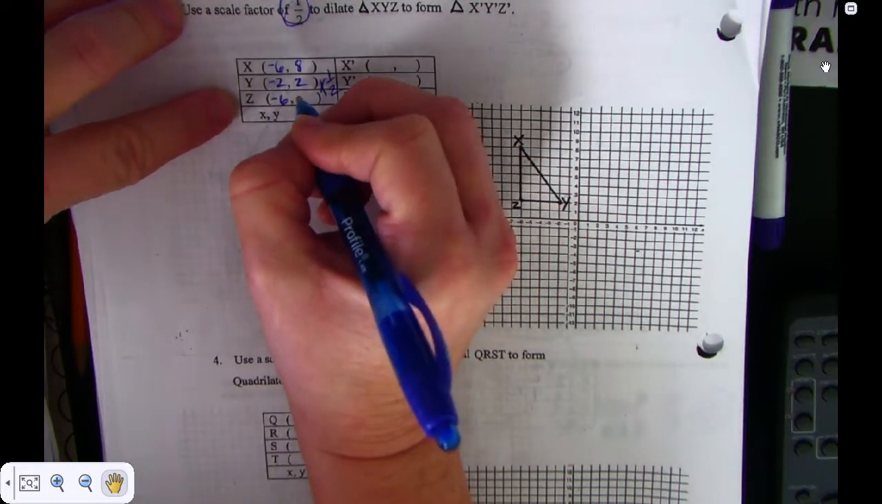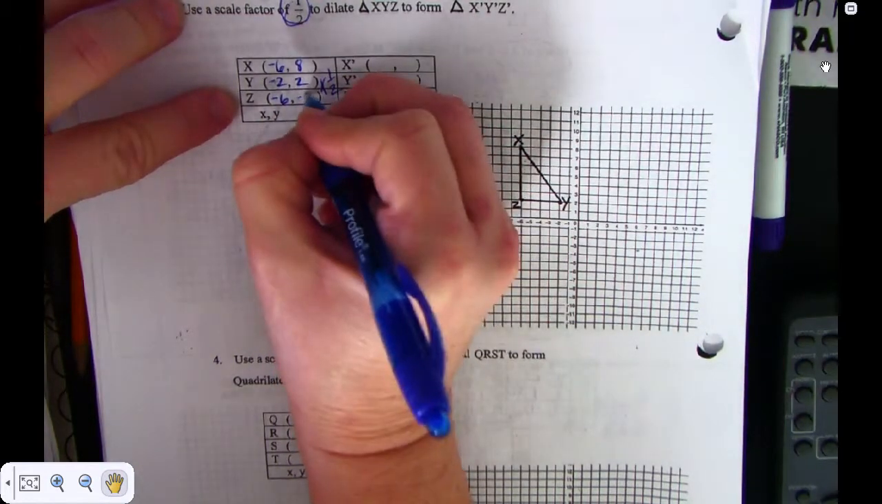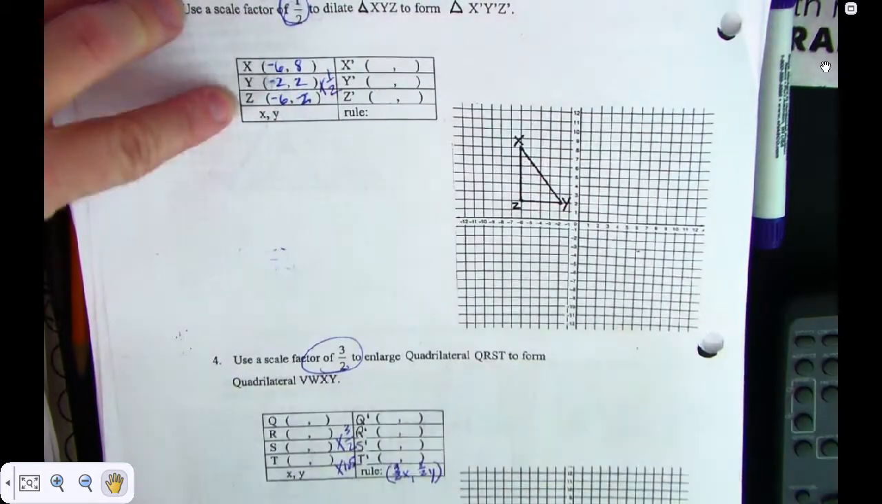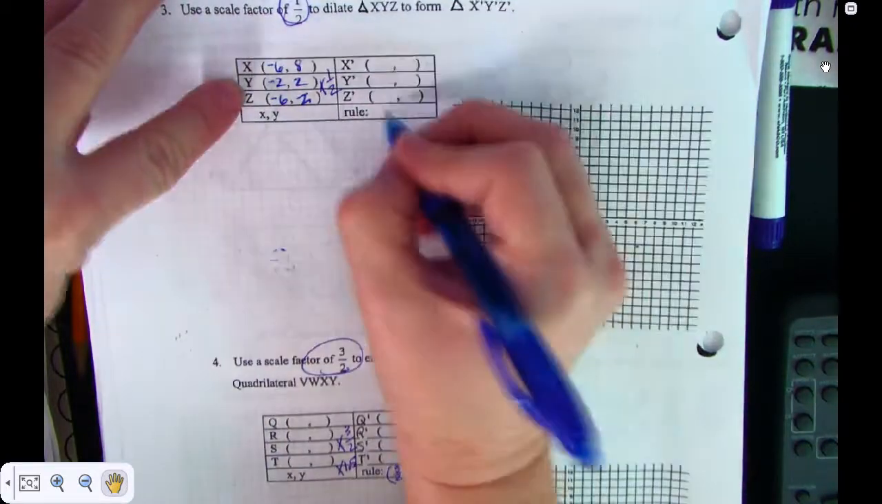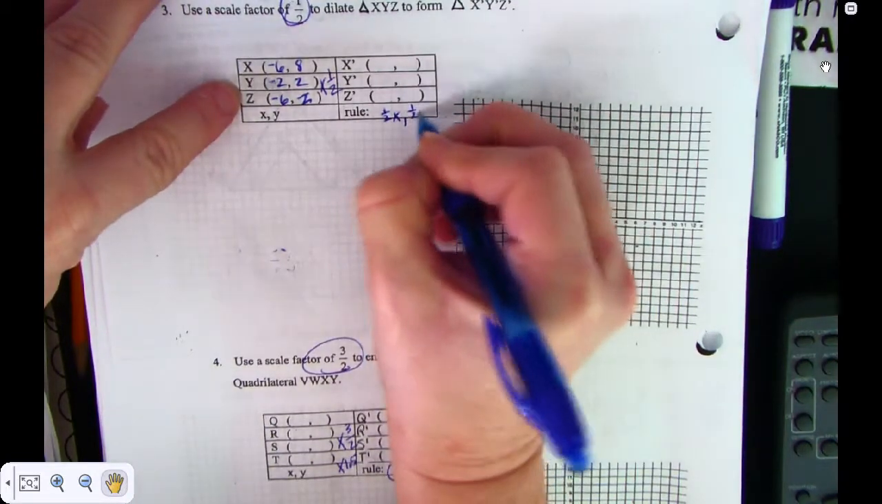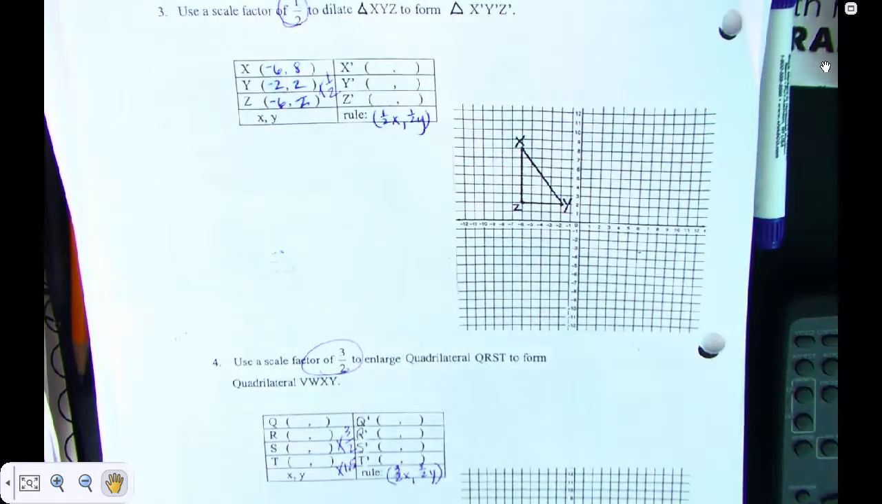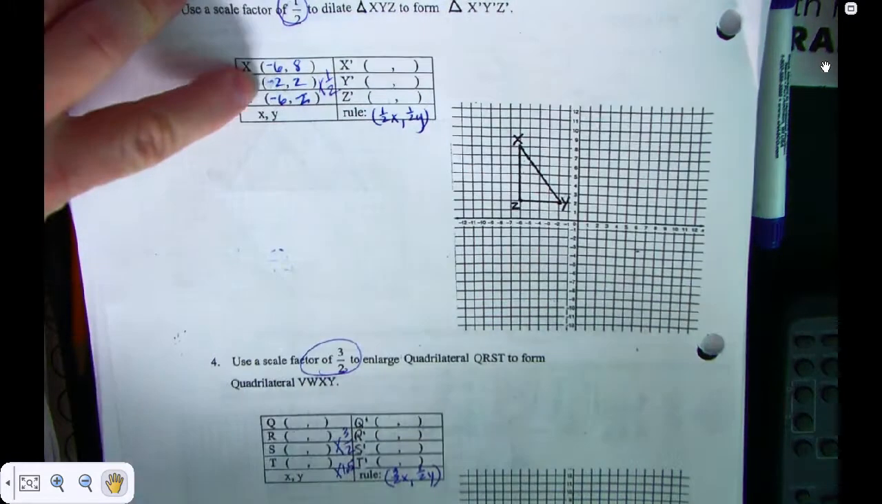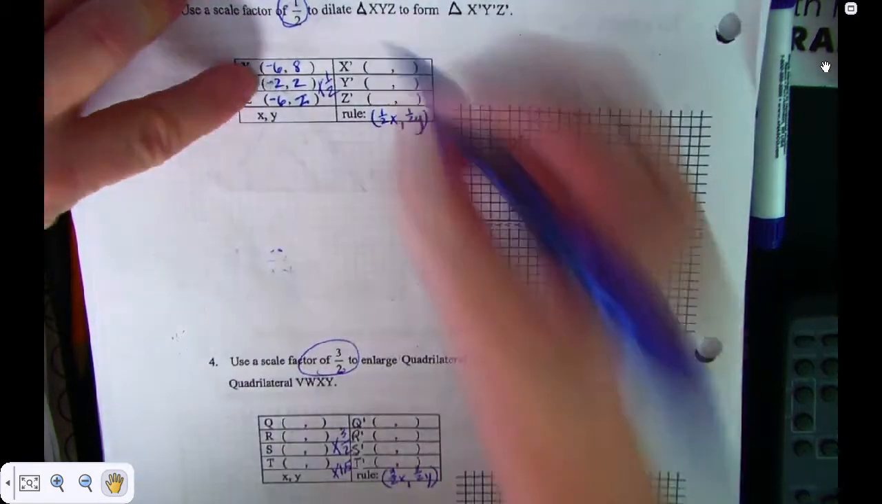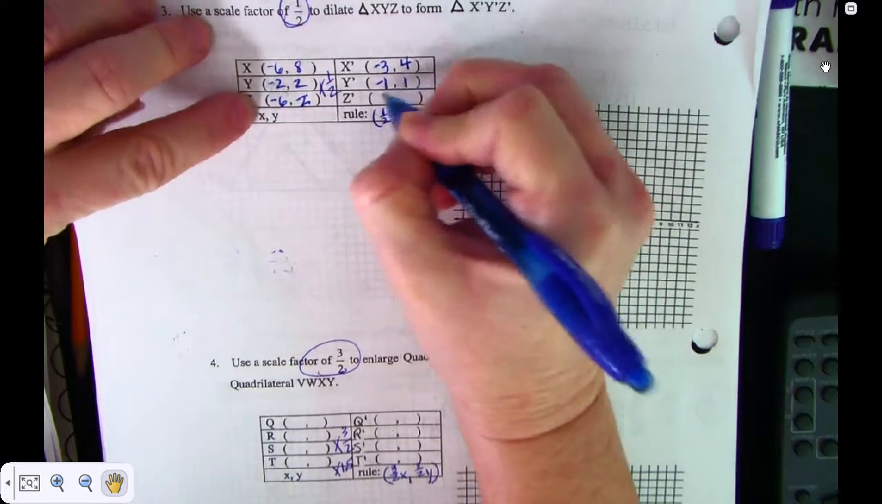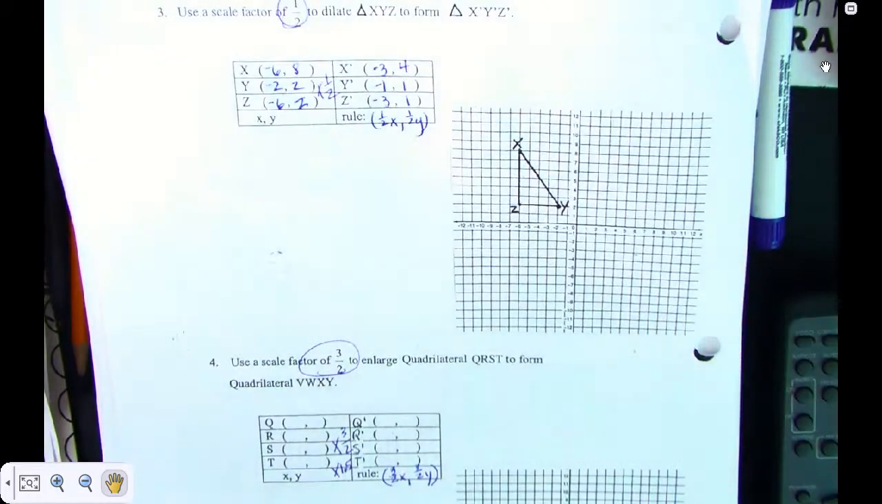-6. -2. 2. Okay, 2. I couldn't hear you. Okay, so 1/2 x, 1/2 y. So you're just going to take half of these numbers. So that's going to be -3, 4, -1, 1, -3, 1. And you're going to graph it.